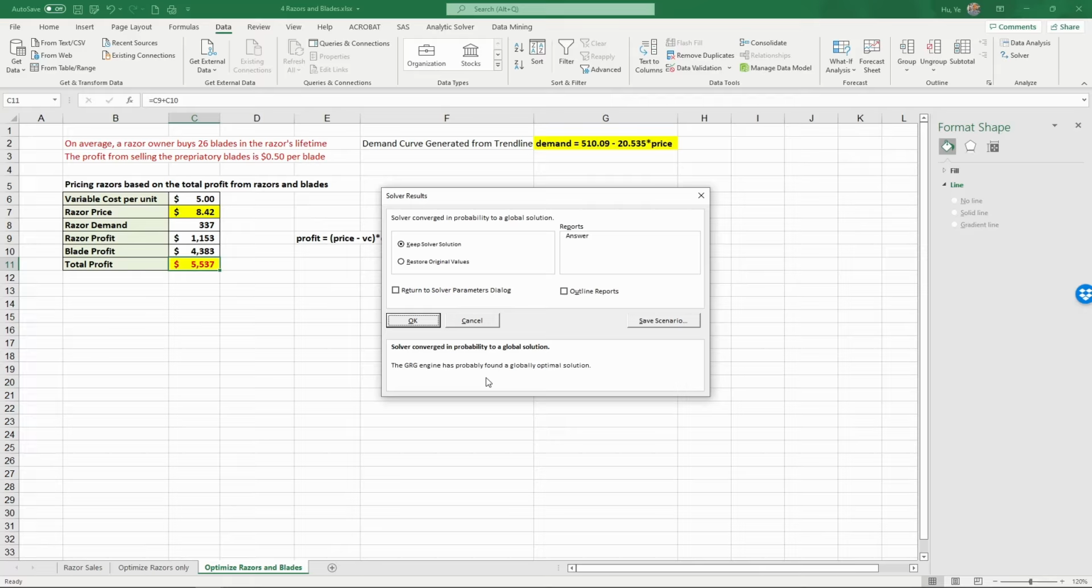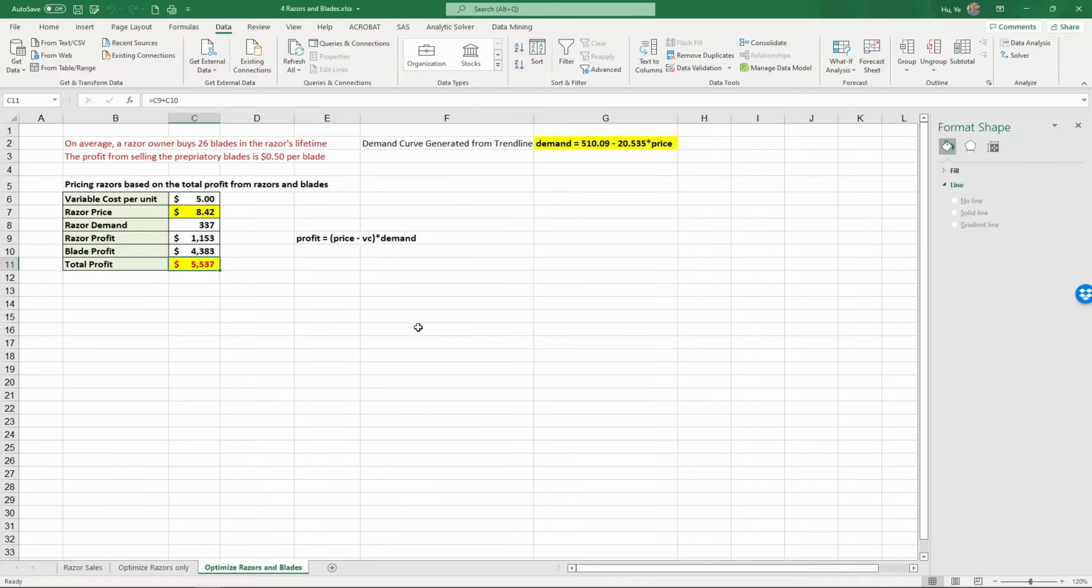Again, it's a simple problem for solvers. It's really fast, and the solver has converged in probability to a global solution. So click OK. Now we have a new solution. And remember that in earlier solution, we have about $15. And the total profit, let me copy this over. So actually, let me copy this whole thing over. And Control C. And go back here. Control V. Okay, so this is the old solution, and now look at the difference.